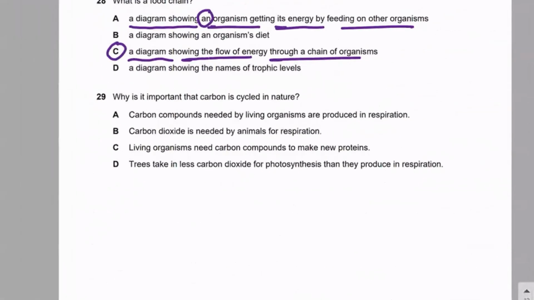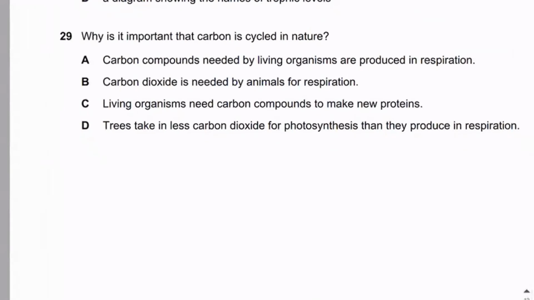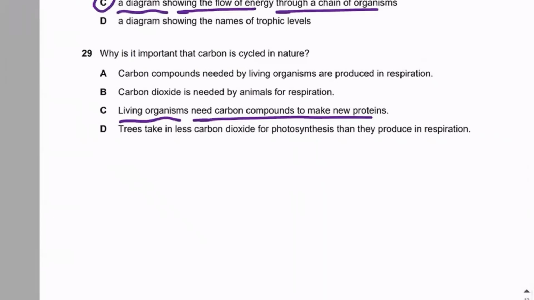Why is it important that carbon is cycled in nature? That's because living organisms need carbon compounds to make proteins. If carbon is not recycled, the living organisms will not get carbon and they will not be able to make new proteins. This is by far the best option.